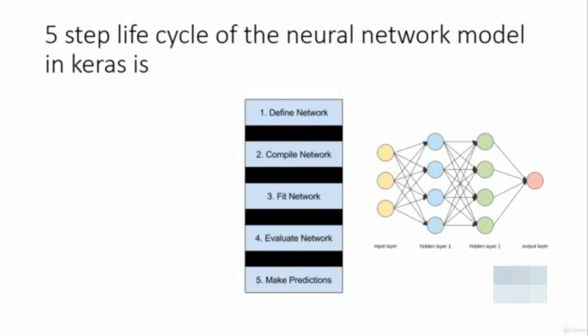There is a 5-step life cycle to build a neural network model in Keras. The first step is define your network. The second is compile your network. Then third is fit it, and then fourth is to evaluate the network. The fifth is you can use it to make the predictions.